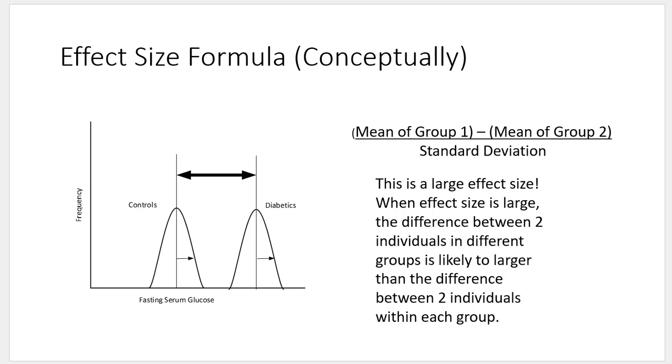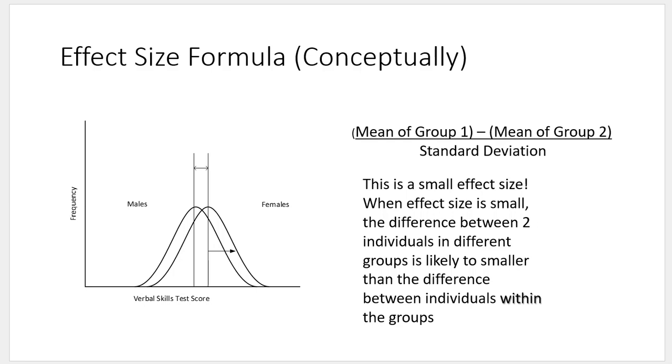So if we conceptualize it, we take the mean of one group, subtract it from the mean of the other group, and divide by the standard deviation. Well, here the difference in the means is big, and the standard deviations are small, so that number is going to be big, and that's a large effect size. So when the effect size is large, the difference between two individuals in the different groups is almost always going to be bigger than the difference between two individuals within the group. All right, hang on to that thought.